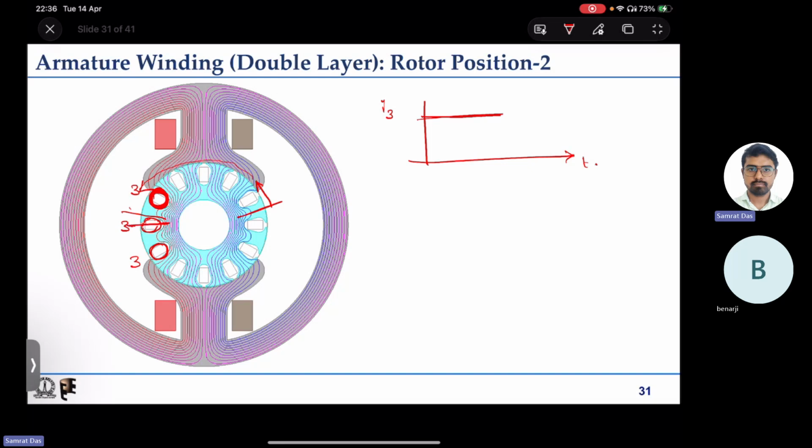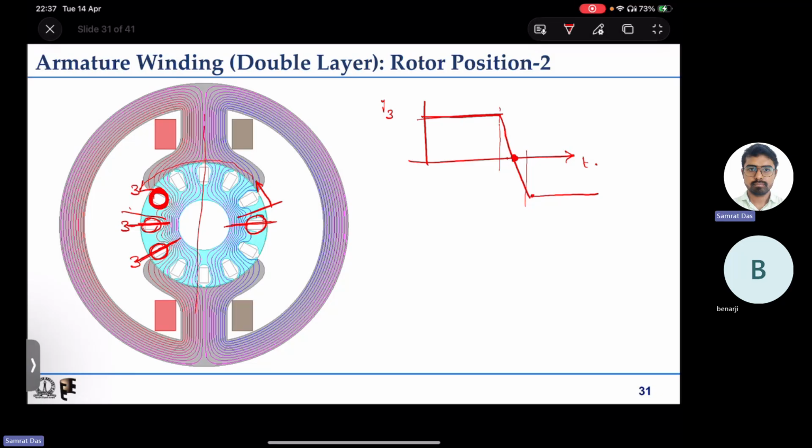When it came to here, then the current ideally should be 0, and when again it comes here, we'll see that the current will become opposite polarity, so it will come back here. So in between, whichever coil passes through this magnetic neutral axis, that is the quadrature axis, if this is the direct axis or flux axis, 90 degrees to that, the coil actually goes through something called commutation.